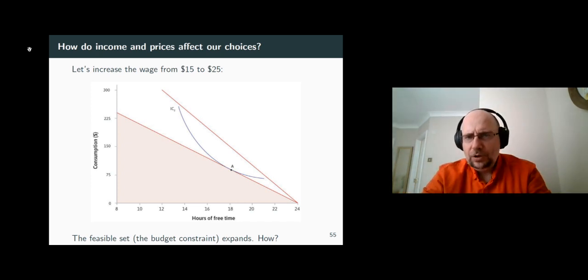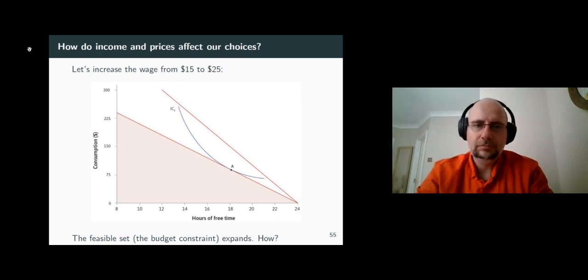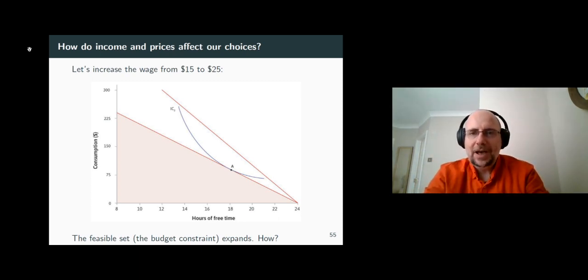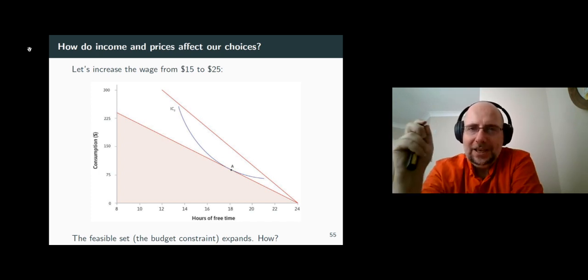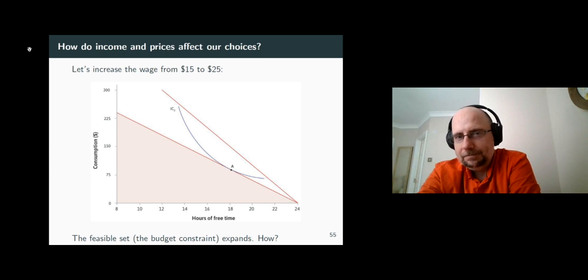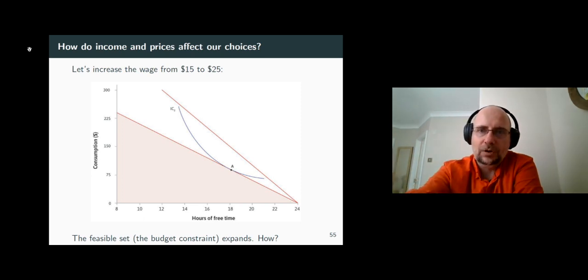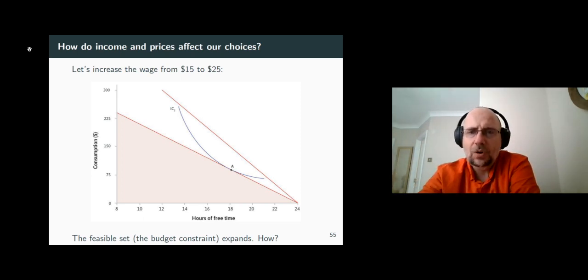Will your income change if you don't work at all? No. It doesn't matter if you earn $1 per hour or 15 or 25 dollars per hour. If you work 0 hours, your consumption will still be zero. However, notice that each additional hour of work adds more than before to your income. So go from right to the left on the graph.